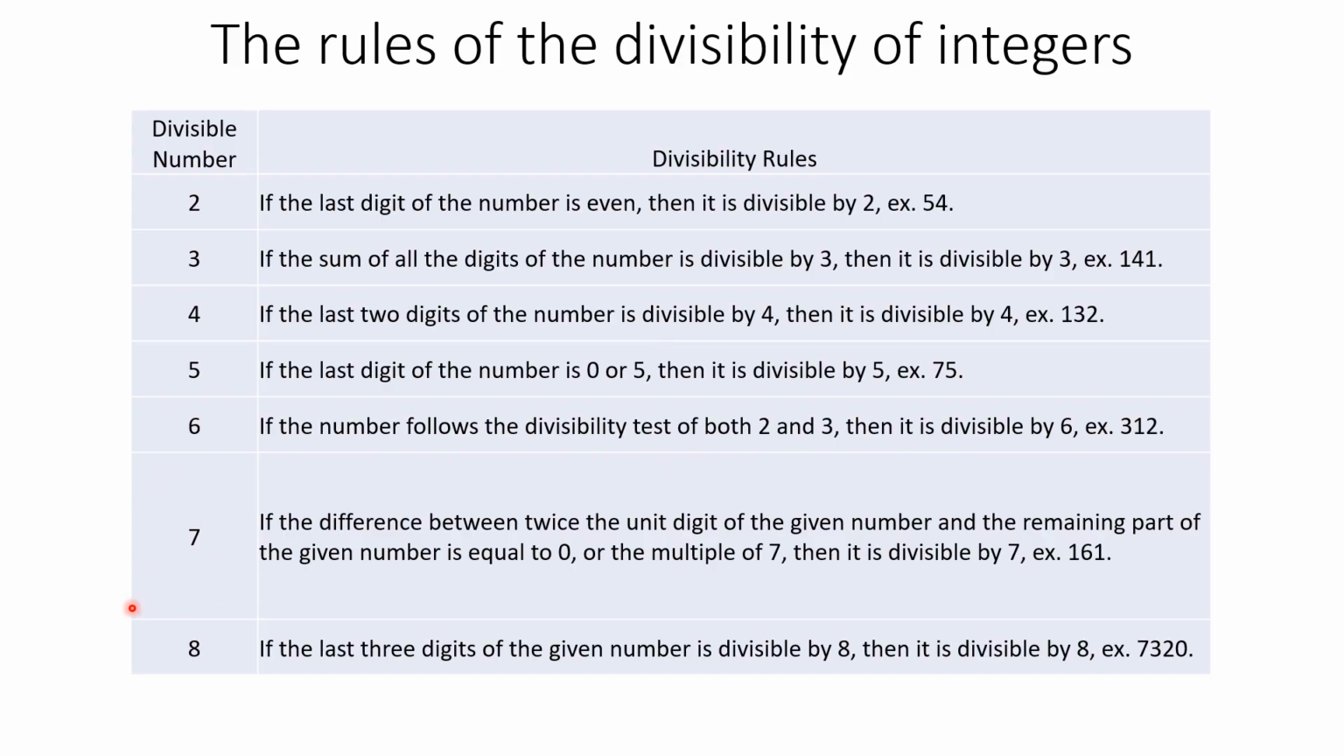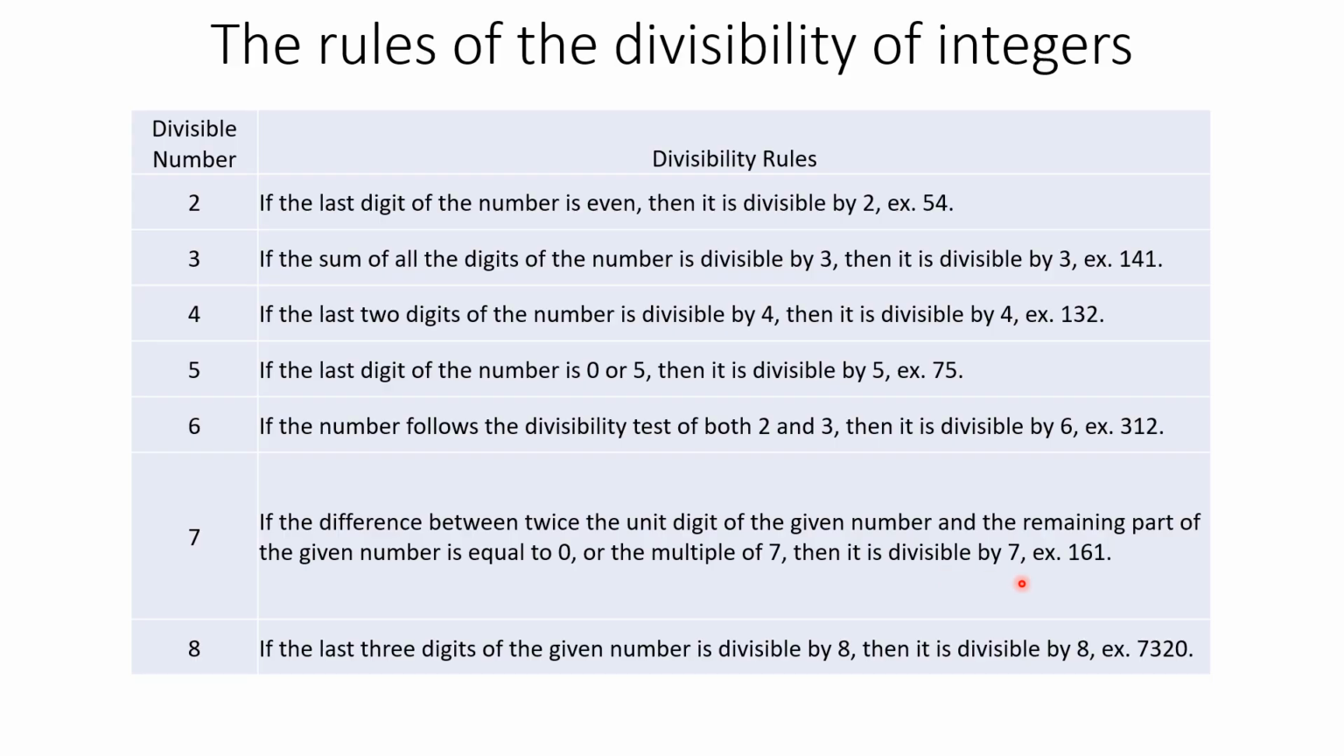For 7, if the difference between twice the units digit of the given number and the remaining part of the given number is equal to 0 or a multiple of 7, then it is divisible by 7. So, for example, 161. Twice the units digit is 2, and the remaining part is 16. 16 minus 2 gives us 14, a multiple of 7. That means 161 is a multiple of 7 also.